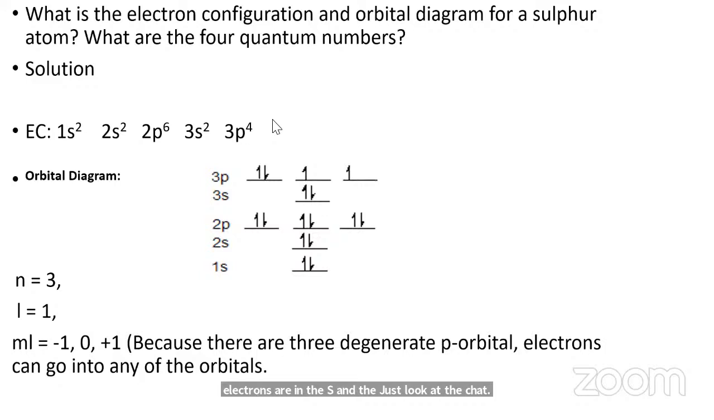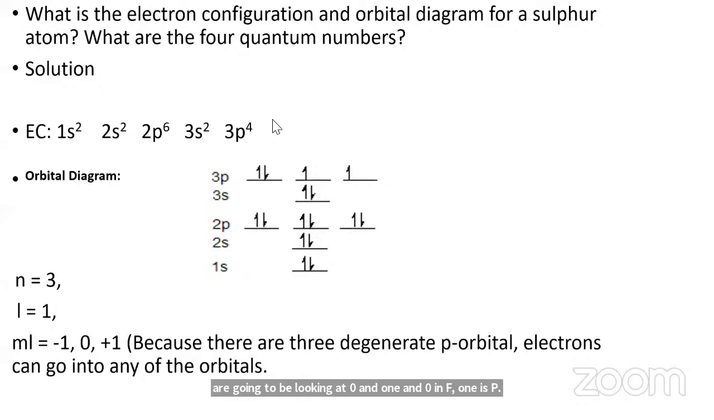L is S and P, but our L is 0, 1, and 2. But because there is no 3D, electrons are not in the 3D. Cancel that 2. 2 is not part of what we are going to look at. So we are going to be looking at 0 and 1. And 0 is S, 1 is P.